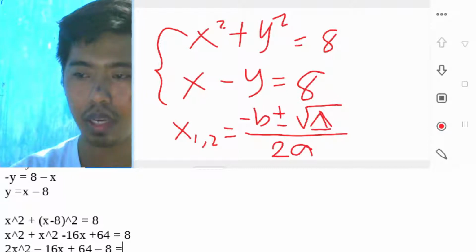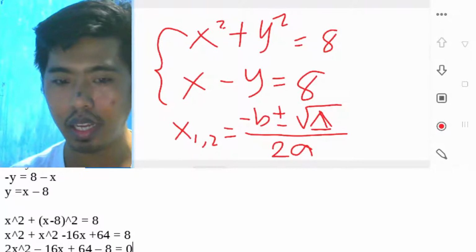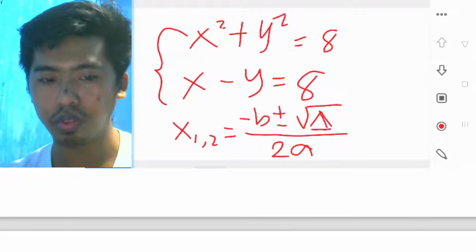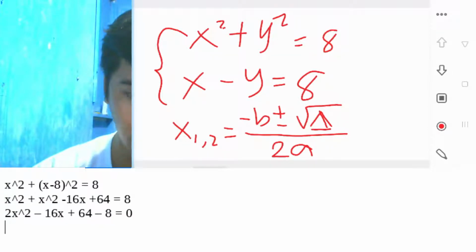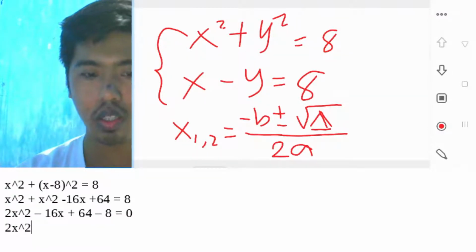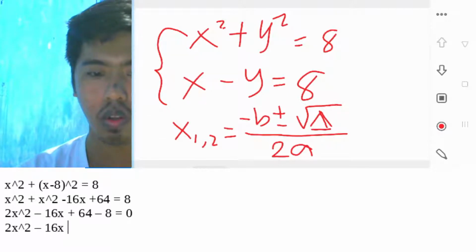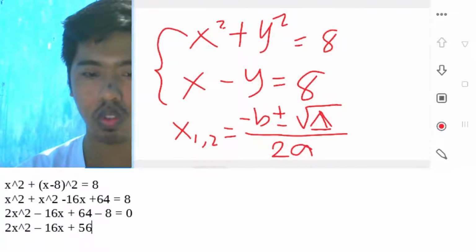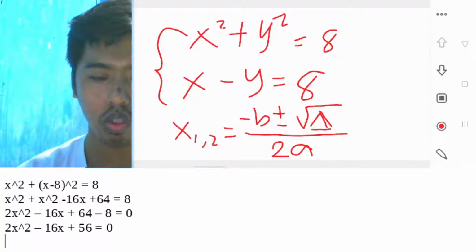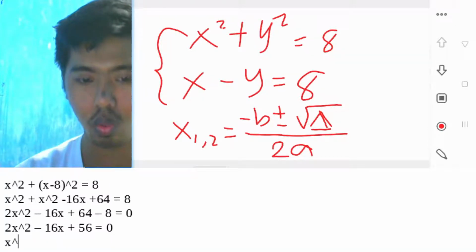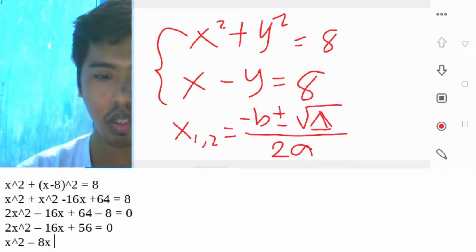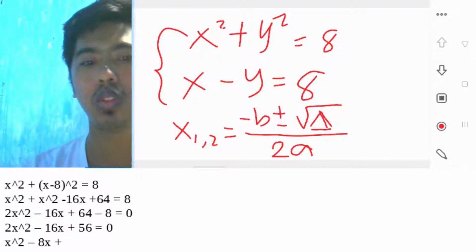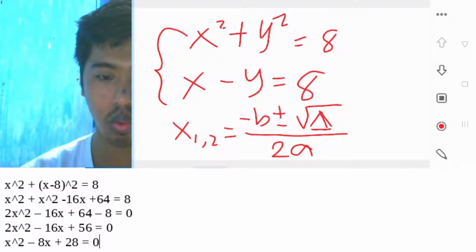So basically parehas ra gyud siya, sign ray kalahian later on. Makasabot mo kung kasabot. Sige, let's continue. That's 2x squared minus 16x plus 56 equals 0. Divide by 2, that's x squared minus 8x plus 28 equal to 0.